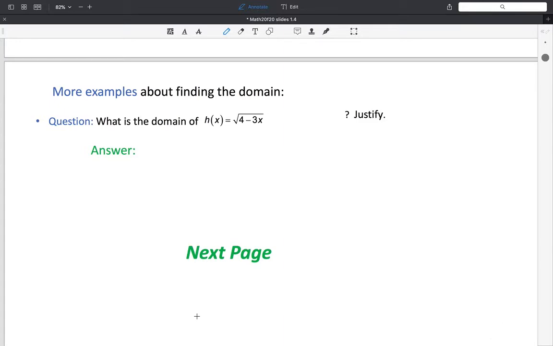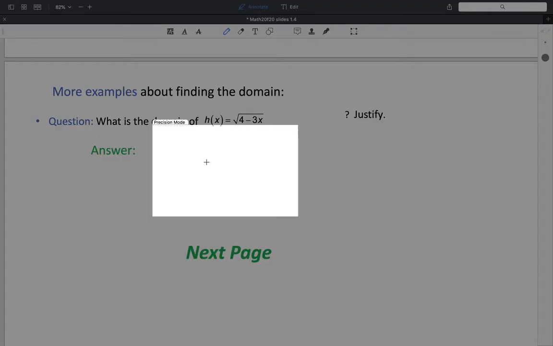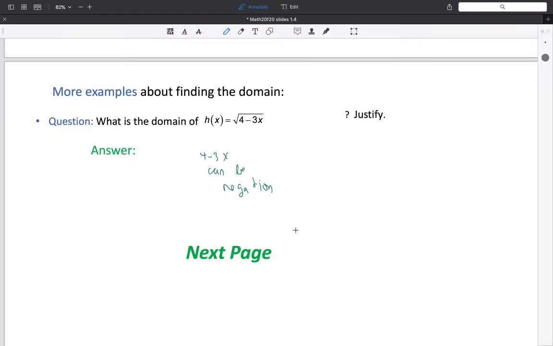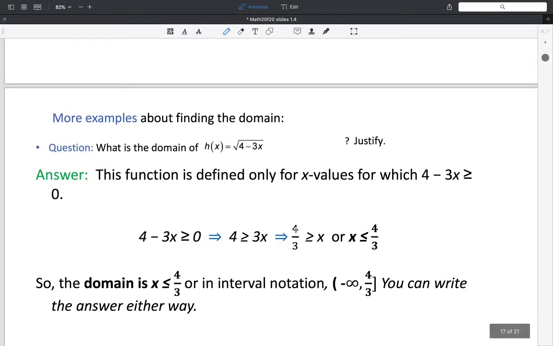Again, keep in mind that we know it's a function because it only gives one answer. And keep in mind that 4 minus 3x can't be negative. That's your key. So start working on the problem and solve it or make as much progress as you're able, and then start up the video again. I'll let you pause while I go to the next page. Okay, so you've rejoined me.